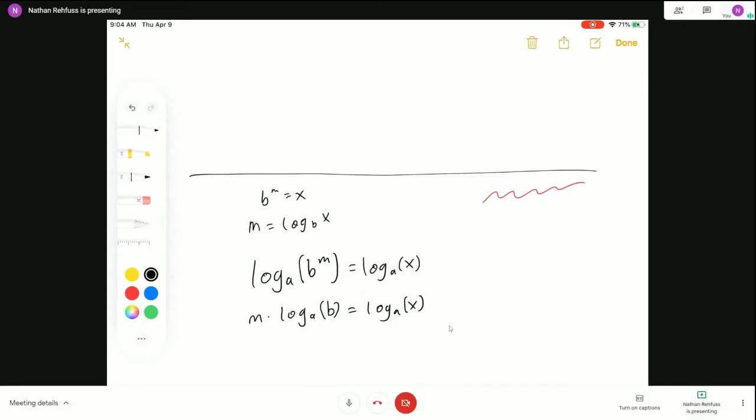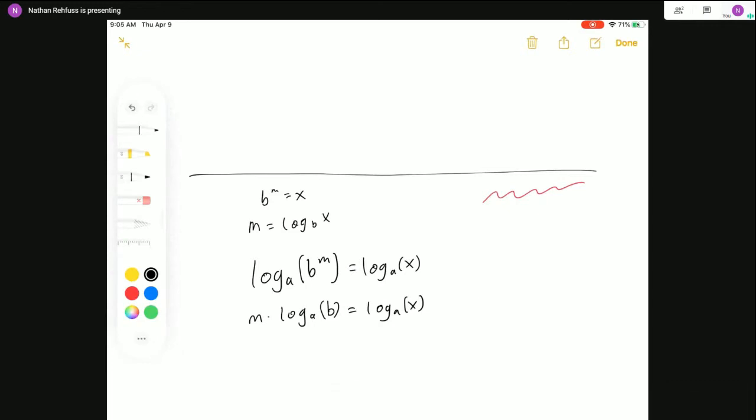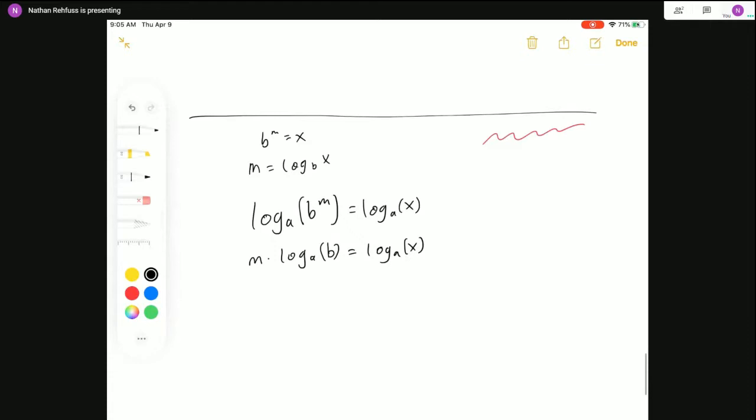I'm sorry, I don't have a roadmap for where we're going because, like I said, this one is just bizarre. What I'm going to do is solve for m. I'm going to put m by itself, and that means I have to divide: log base a of x divided by log base a of b. But the payoff is I know what m is. I know that m is log base b of x.